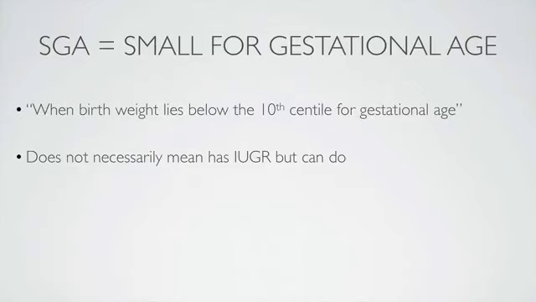SGA is small for gestational age, and this does not necessarily mean the baby has IUGR, but they can have both. So small for gestational age is when the birth weight lies below the 10th centile for gestational age. So this baby may just be small but normal, or may have been expected to be born on the 50th centile, and in which case this is IUGR. So small for gestational age is not the same as IUGR, but it is a small baby who may or may not also have IUGR.